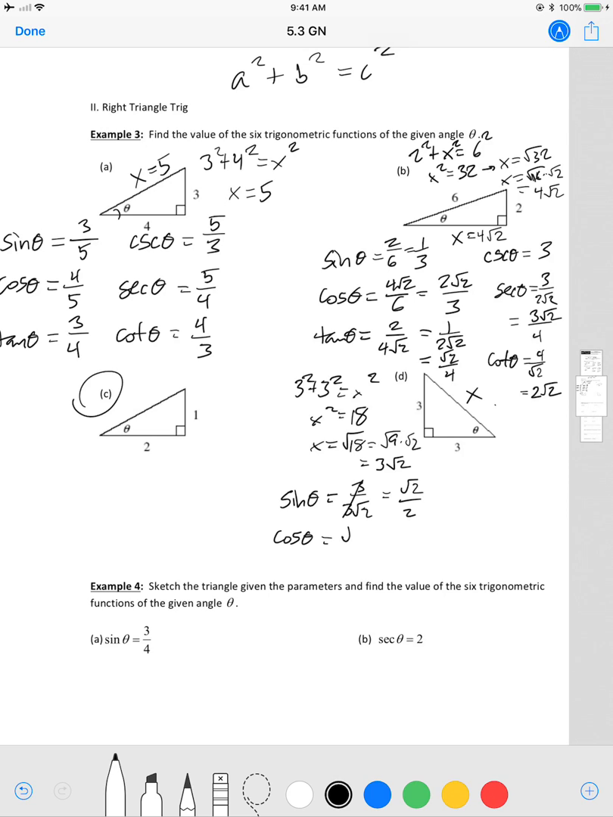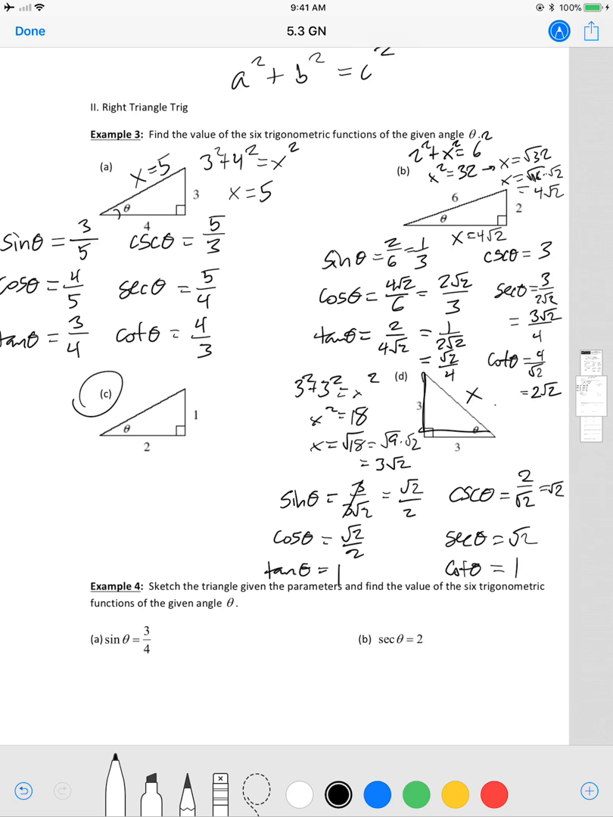Cosine, it's going to end up being the same thing since I have 3 and 3, same side lengths. Tangent, y over x, sine over cosine. That is just going to be 1. Cosecant of theta, that is going to be sine flipped, rationalize the denominator. Secant is the same since cosine is the same as sine in this case. And cotangent, if I take the reciprocal of 1, I get 1.